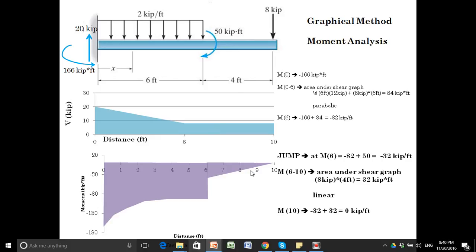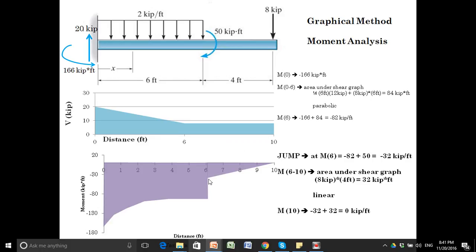So this goes back to calculus 1 and calculus 2. If you start with a parabolic curve and take the derivative, you get linear. When you take the derivative of linear, you get constant. And when you integrate constant, you go to linear. When you integrate linear, you go to parabolic. So it's going back to the calculus and differential relationships.